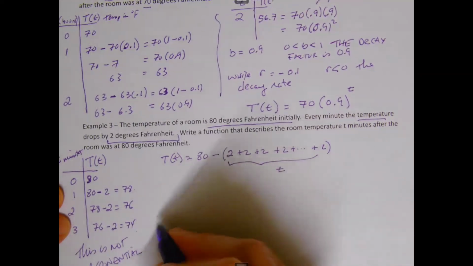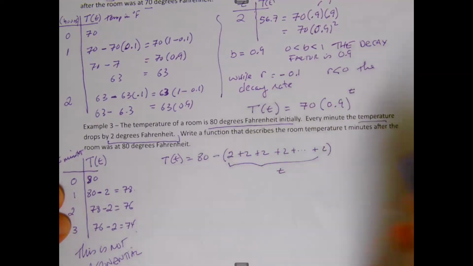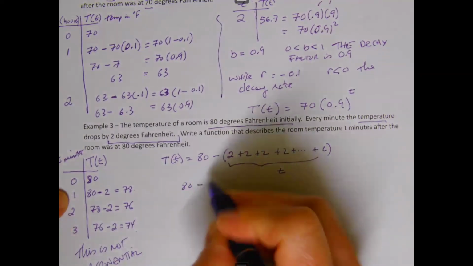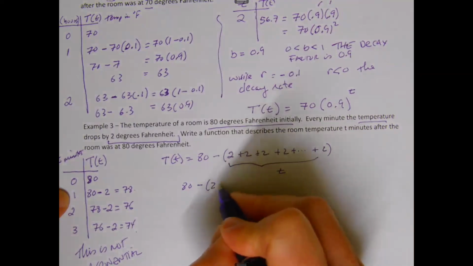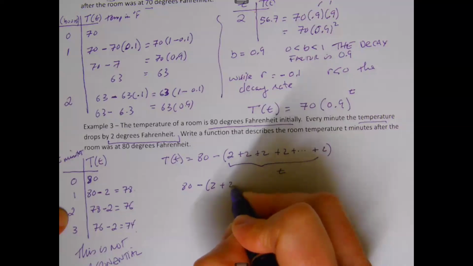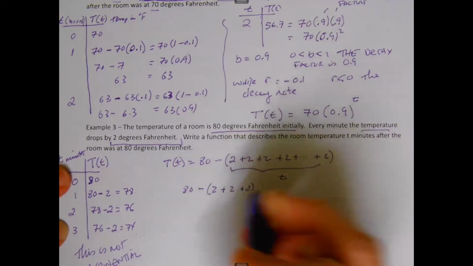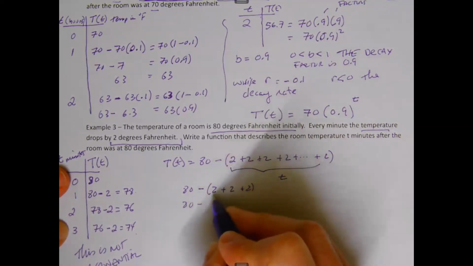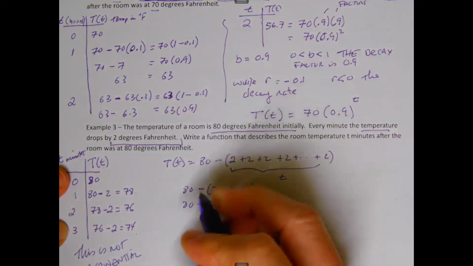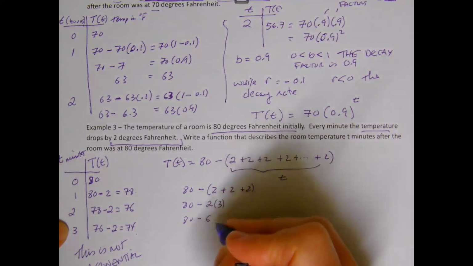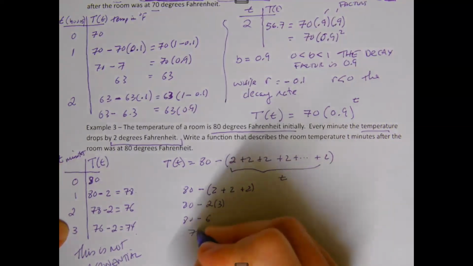So this is t. So I go exactly from 80 to 76, for example. What did I do? To do that, I had to go 80 minus, and then I did it once, I did it twice, I did it a third time. So really, I got 80 minus 2 plus 2 plus 2. In other words, 2 times 3. 80 minus 6. 80 minus 6 is 74.